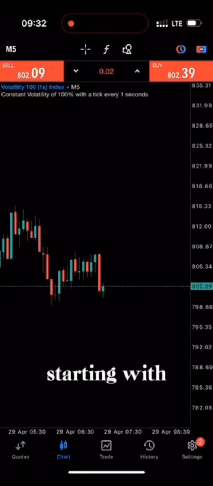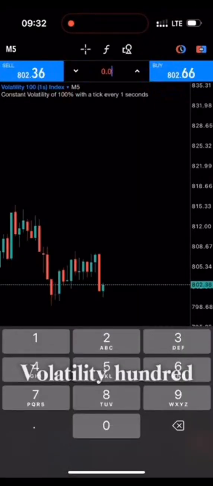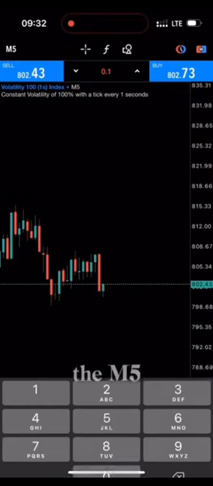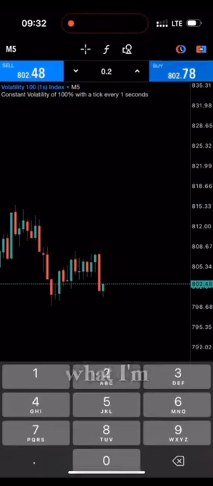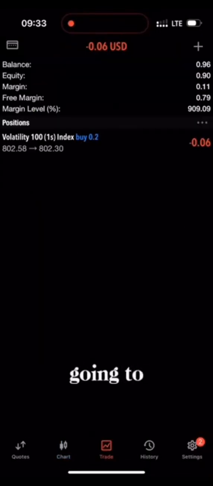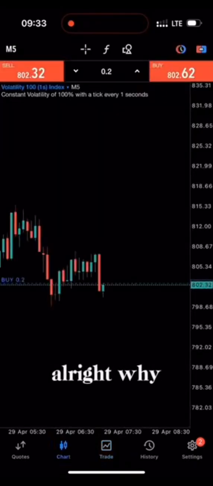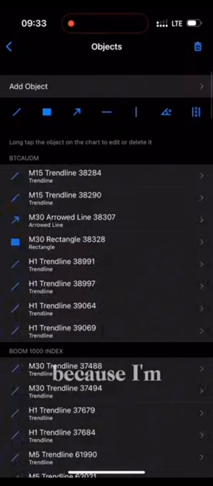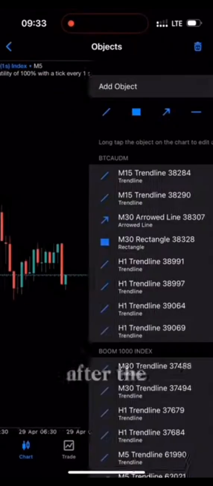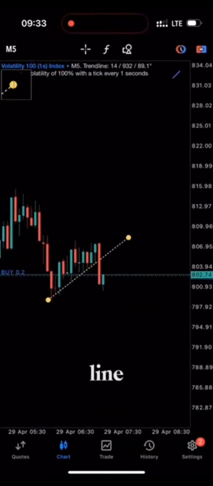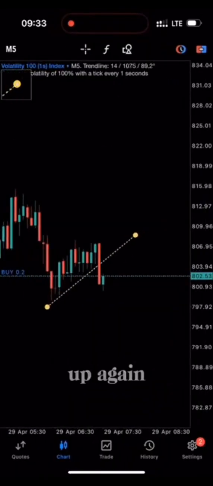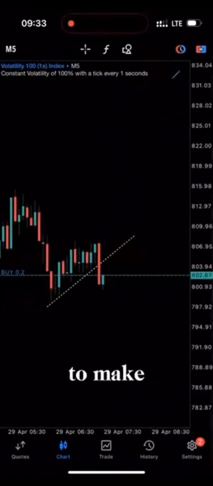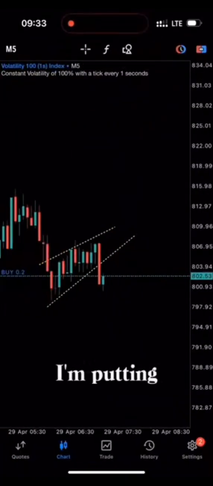Starting with Volatility 100 (1s) here in the M5. So what I'm going to do here is put a buy. Why am I buying here? Because I'm expecting that after the breakout of this trend line, it has to go up again to hit the trend line to make a fake out. That is why I'm putting a buy here.